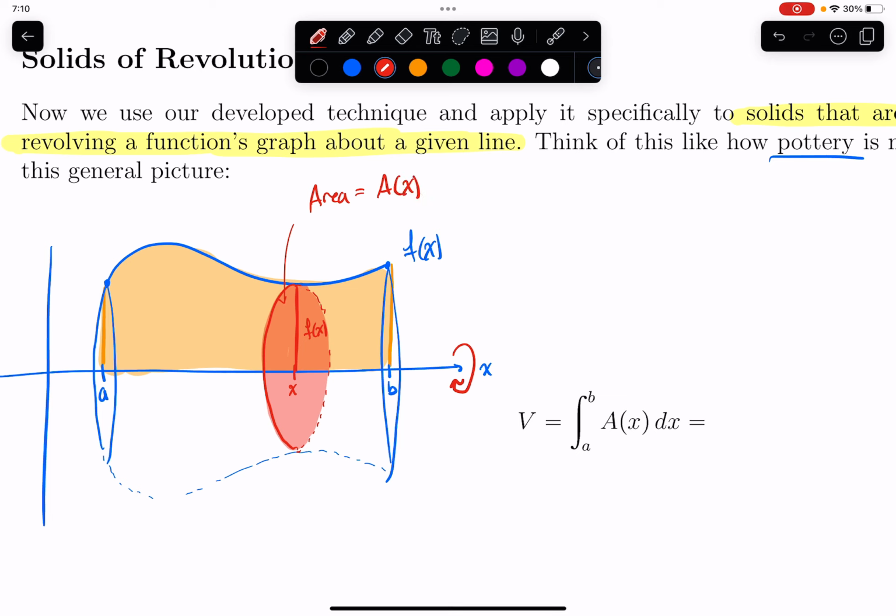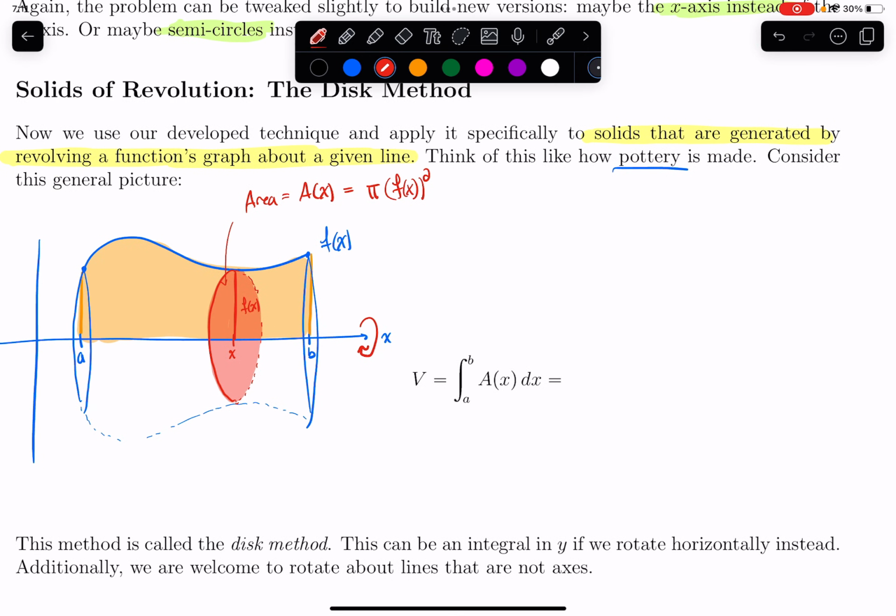So in the spirit of volume by cross-sections, the area for this is some function of the x value input, and in fact, it's very easy to compute. It's the area of a circle, which is always pi r squared, but what's r? R is just the function value, depending on what that function is. So as a result, the volume is the integral from a to b of A of x, which is the area function. So this is the integral from a to b of pi f of x squared dx. And this method is typically referred to as the disk method because the cross-sections look like disks. That's the fancy word I've been using.